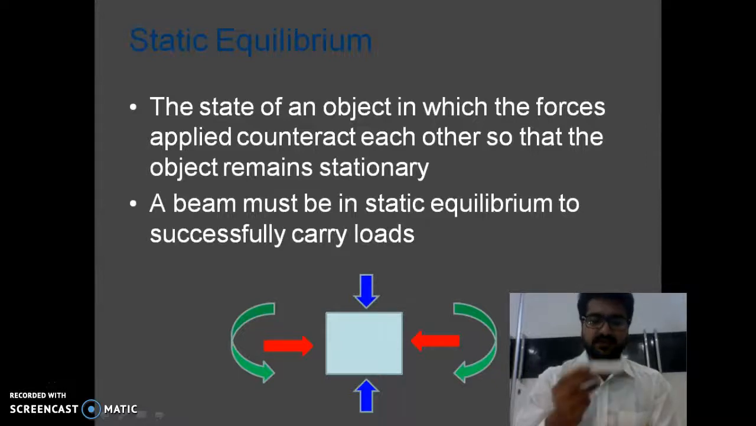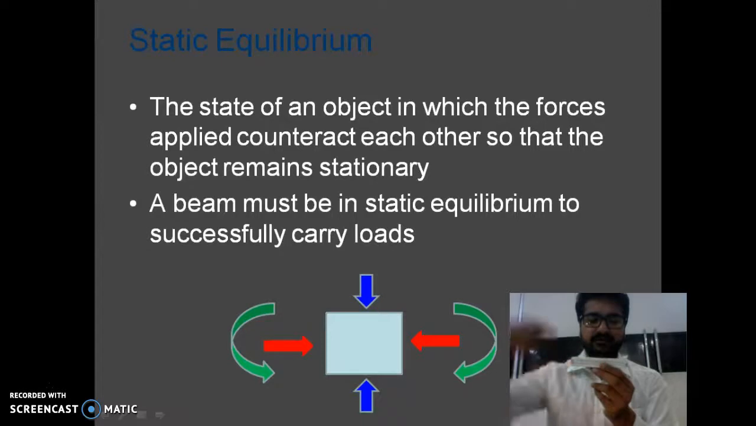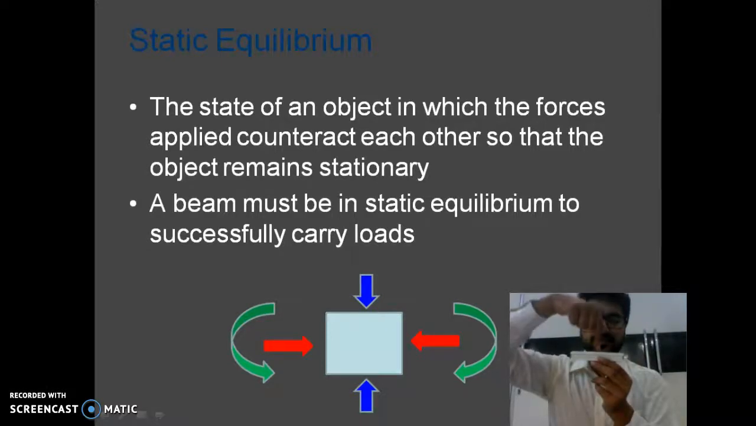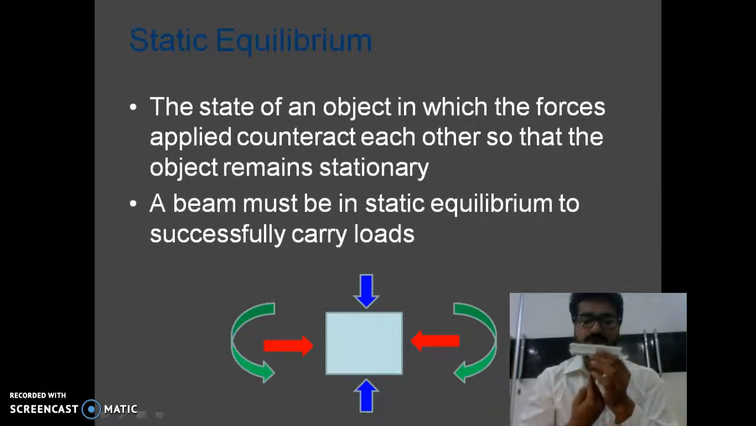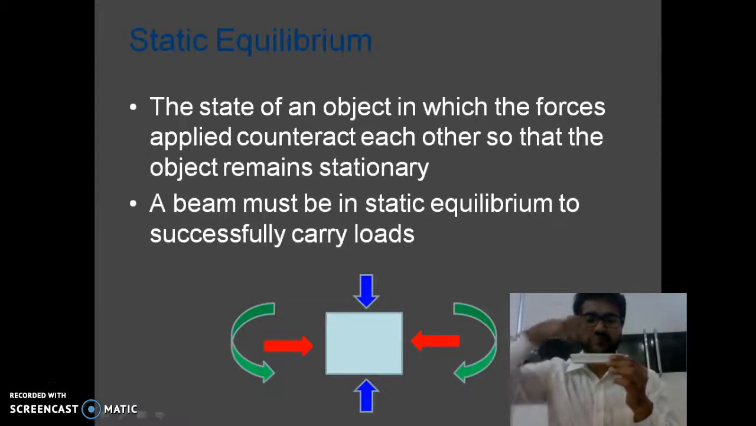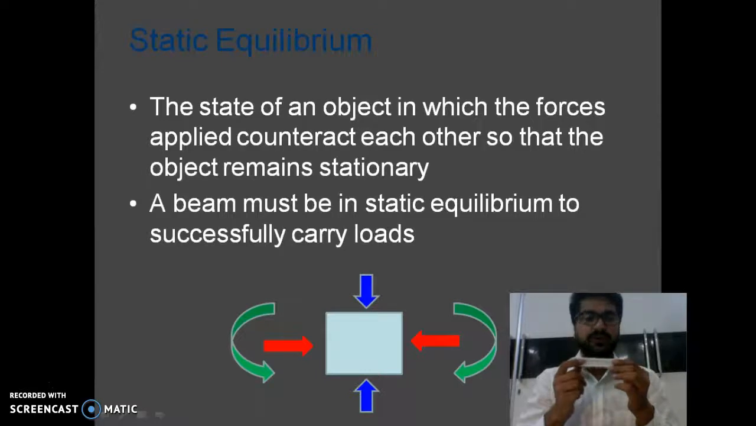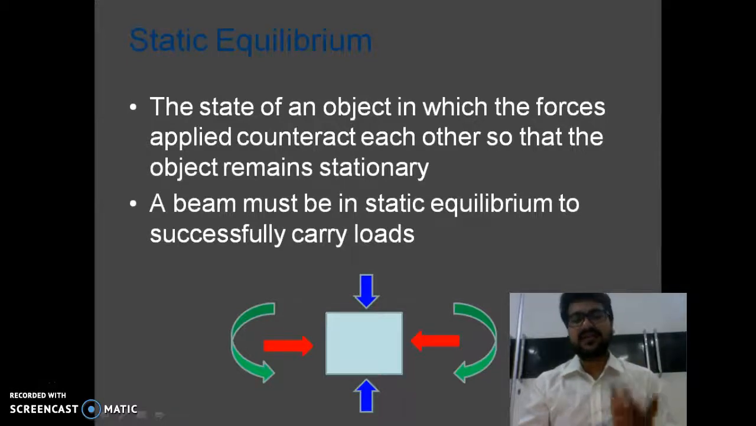For example, this is the same object over here. If I apply this blue force over here like this, and there is another blue force in the upward direction, as you can see, these two forces, if they are equal in magnitude, will counteract each other. Due to which its position will not change, it will remain stationary. So before and after application of load, if the position is the same, or you can say stationary, it will be considered that the object is in static equilibrium.